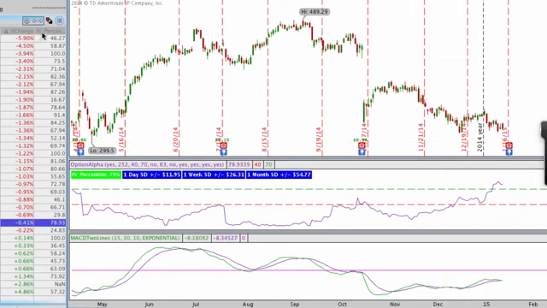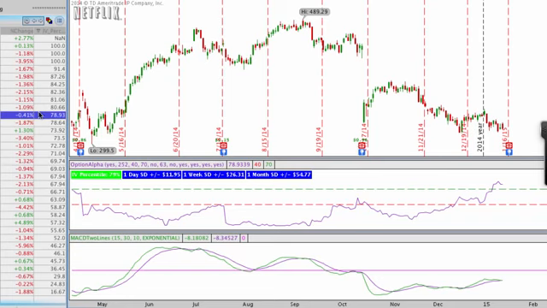The other thing that we like to do is sort our list by high implied volatility stocks. So for new stocks on the list that have recent high implied volatility, we might want to take a look at them.